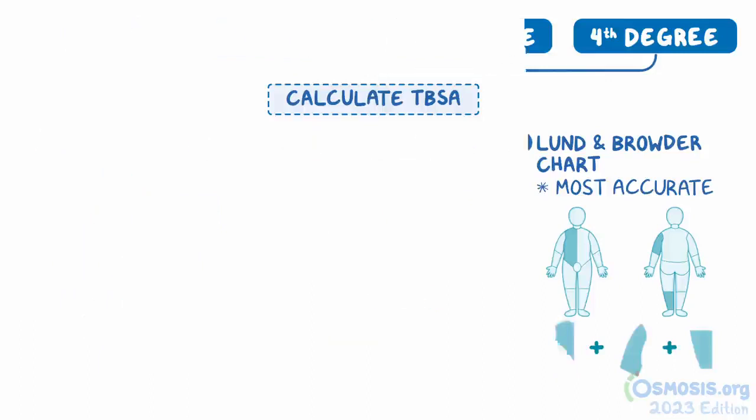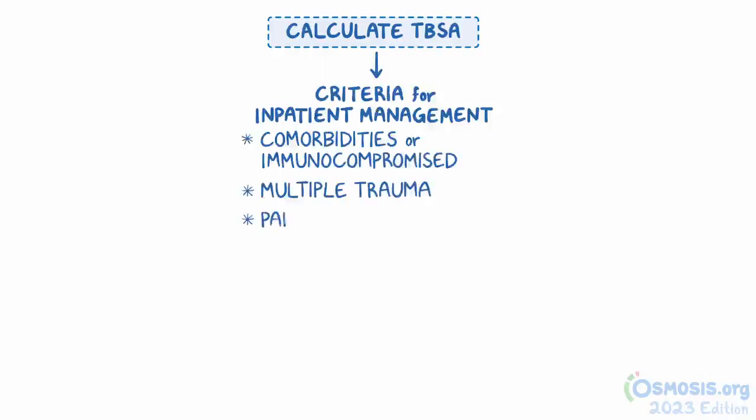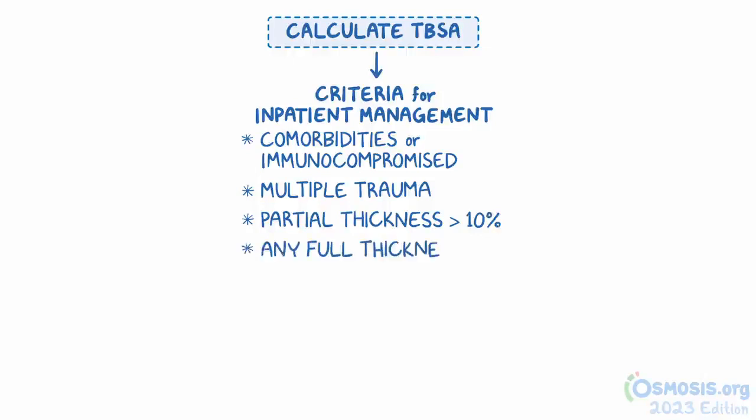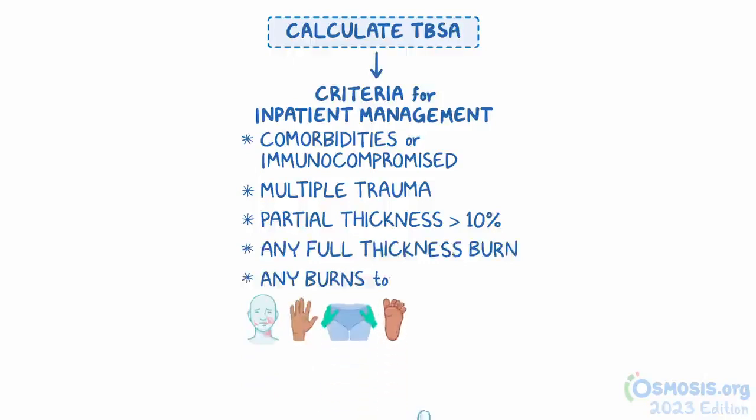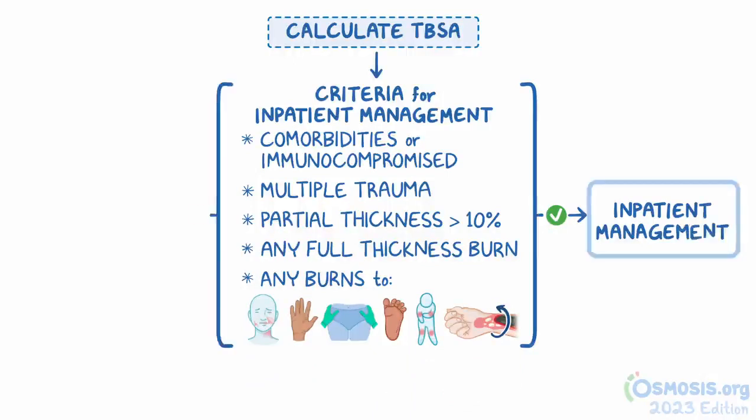Once you determine the TBSA for your patient, you should decide whether they meet the criteria for inpatient management and even transfer to a dedicated burn center. Comorbidities or immunocompromised state, multiple trauma, any partial thickness burn greater than 10% TBSA, any full thickness burn, any burns to the face, hands, perineum, feet, or over joints, and any circumferential burns are criteria for inpatient burn treatment. If the patient doesn't meet these criteria, you can start outpatient management.